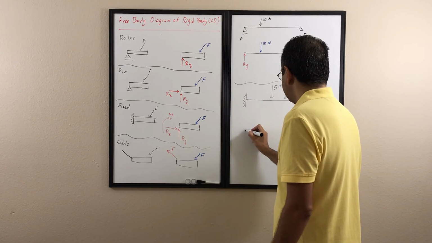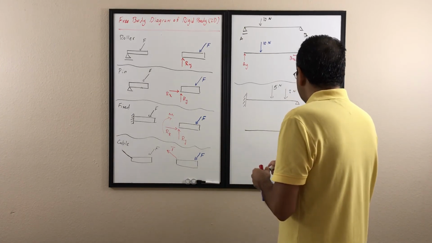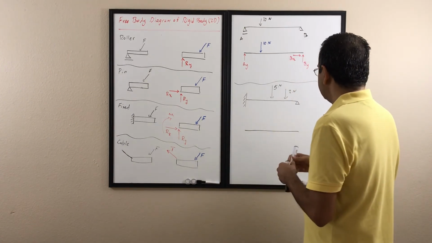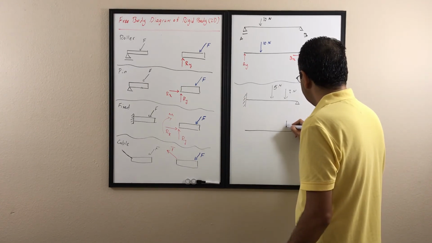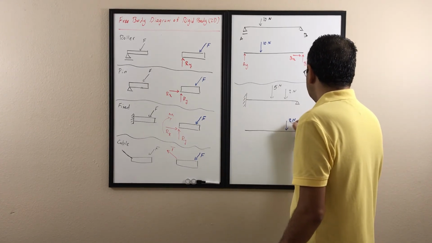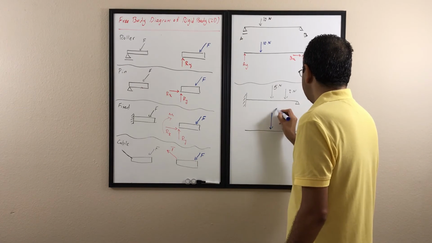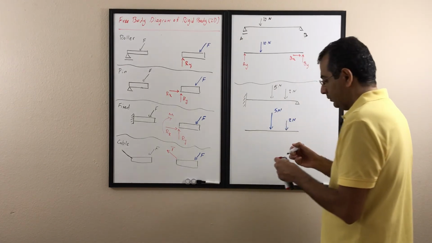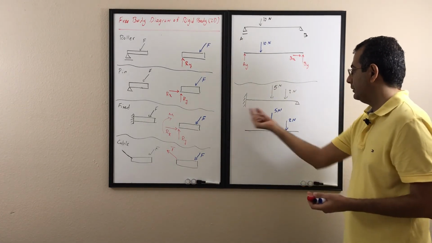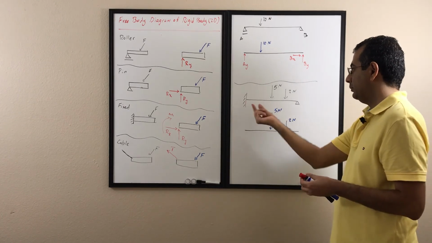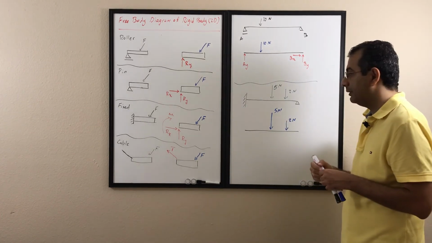I draw the object, or draw the beam. Then I put all the external forces. First the active forces, which is going to be the 2 Newton, and then the 5 Newton here. So these are external forces, and then I have to replace the reaction of the support. So I have to replace the support with the reaction.